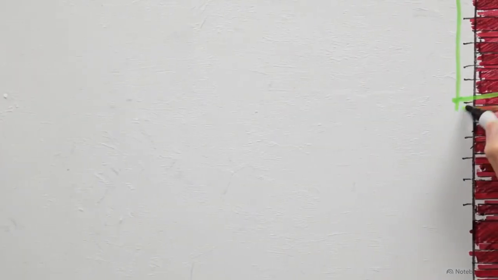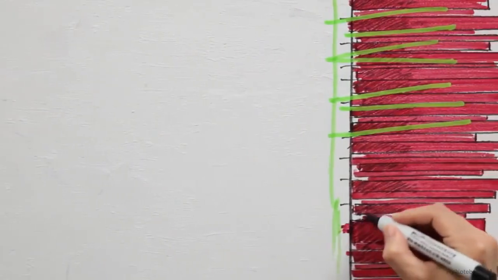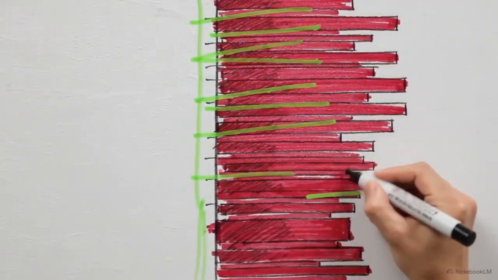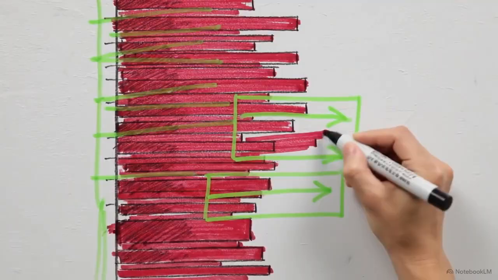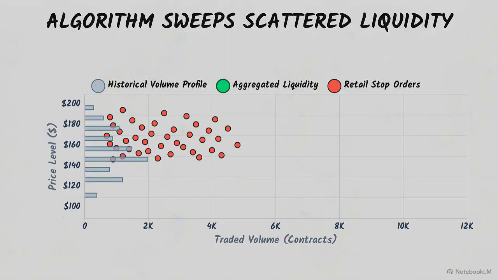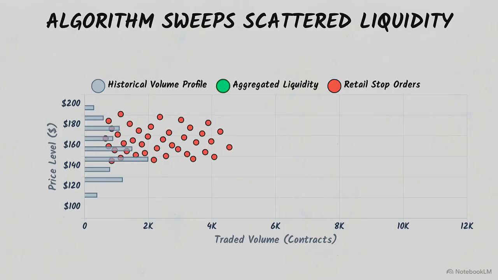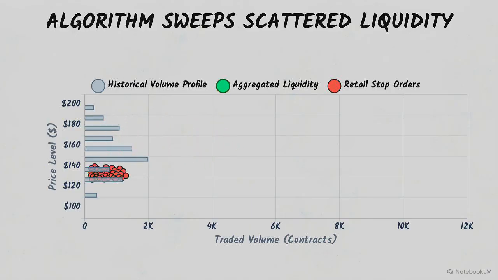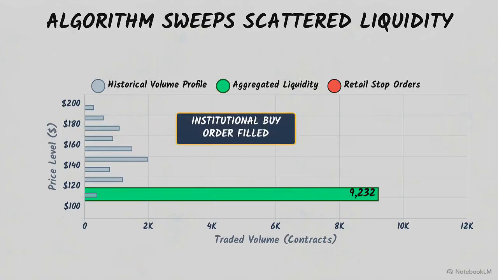To fill a massive institutional buy order, the algorithm must find a highly concentrated pool of sellers to provide the other side of the trade. These sweeps serve as a mathematical function to aggregate that liquidity, preventing institutional self-destruction on entry prices by forcing a large volume of transactions at a specific level.